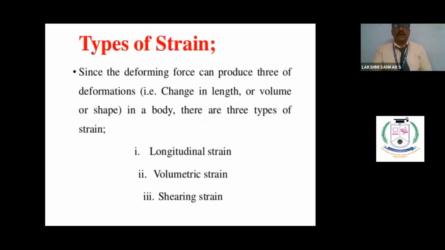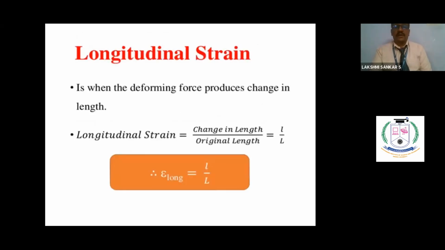From here we have to start now. So this is the idea. The strain may be longitudinal strain, volumetric strain, or shearing strain. Number 1, longitudinal strain, is single dimension, shearing strain is two dimension, and volumetric strain is three dimension. Force divided by cross-sectional area is the stress.